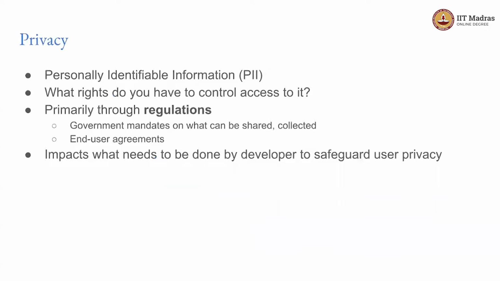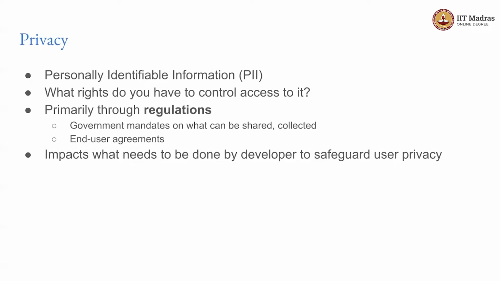The first thing is, what do we mean by privacy? By privacy, we generally mean certain kinds of personally identifiable information that is important to an individual who is using an application. And for you as a user, the main thing that you are concerned about is what rights do you have over your personally identifiable information? In other words, are you able to control access to it? Can you prevent others from using or misusing the information in any way?